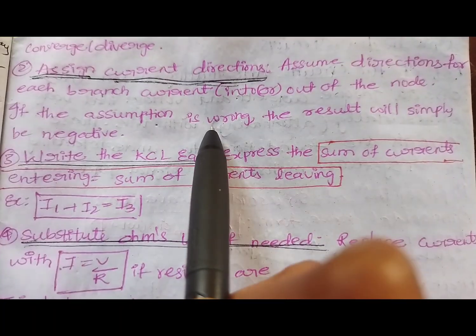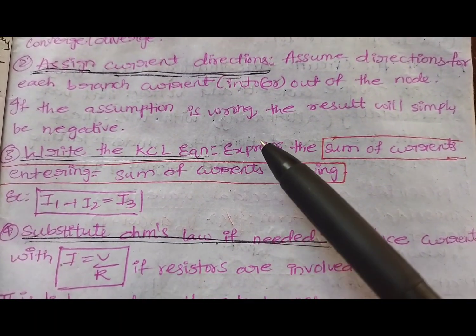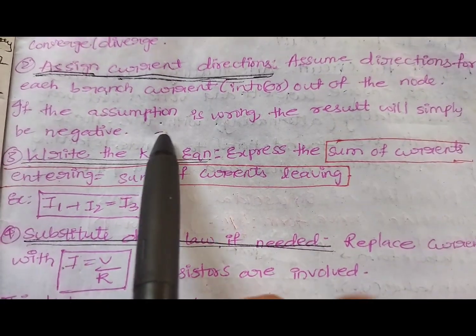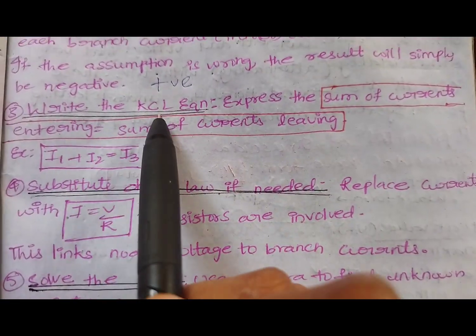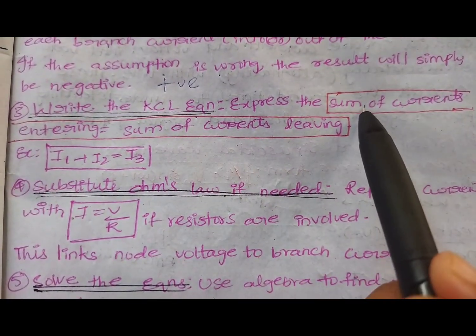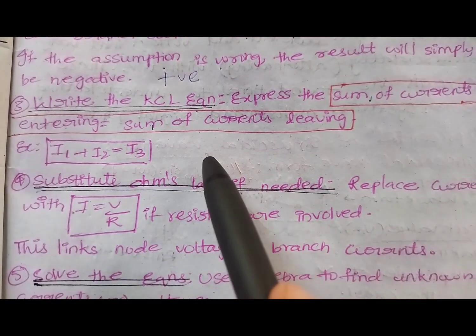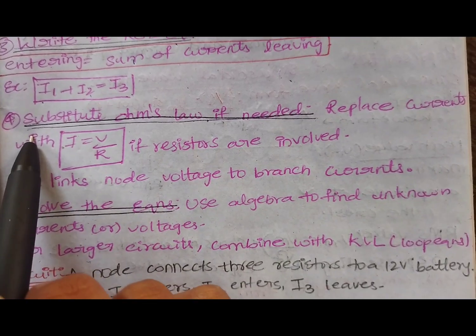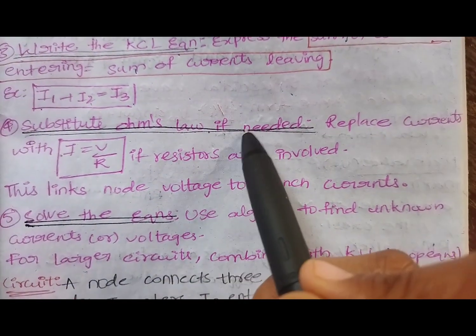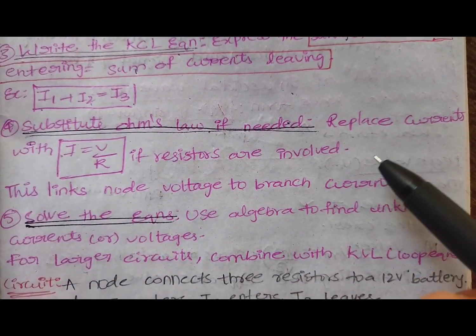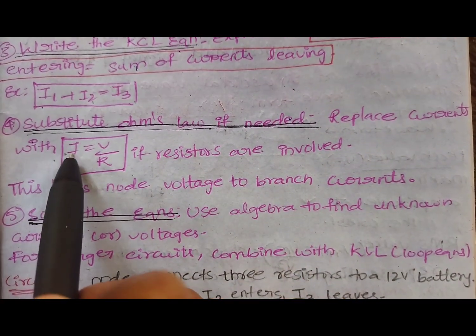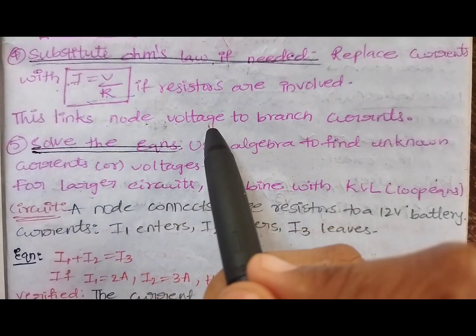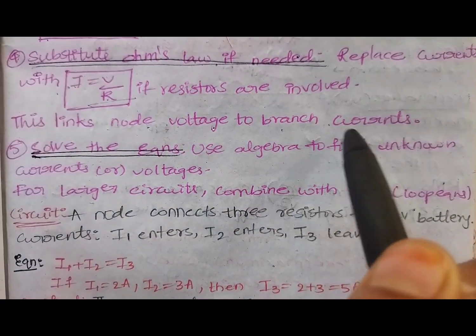If the assumption is wrong, the result will be negative. If it is correct, it will be positive. Write the KCL equation: sum of incoming current equals sum of outgoing current, for example I1 plus I2 equals I3. Substitute Ohm's law if needed. If we need a current value, use I equals V by R. This is Ohm's law, which links node voltage to branch currents.